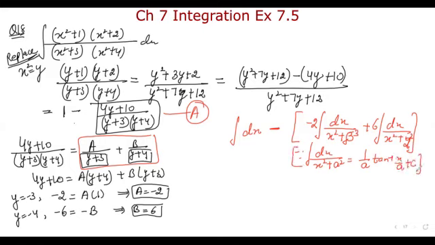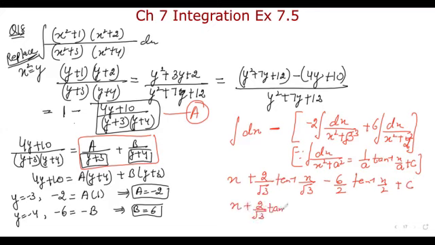This formula I am going to use here. Integration of dx is x, minus minus it will be plus 1 upon a tan inverse x upon a, like this. Then minus 6, 1 upon a tan inverse x upon a plus c. So my answer is x plus 2 upon √3 tan inverse x upon √3 minus 3 tan inverse x upon 2 plus c.